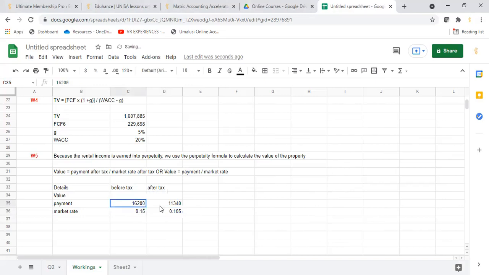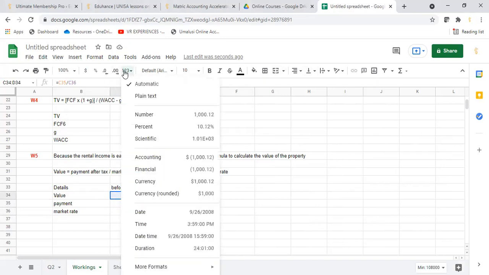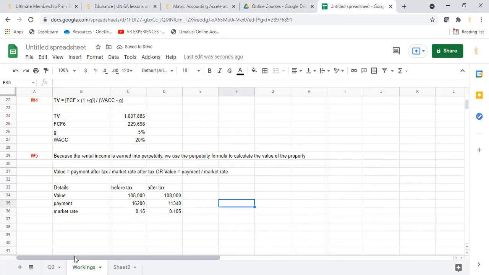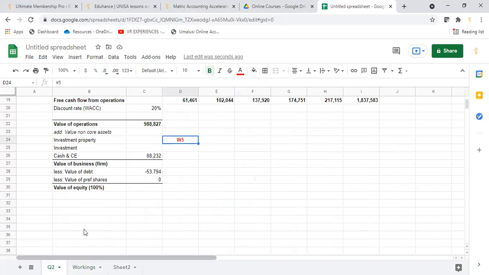Okay, so you can just have a look at our numbers. So we just say payment divided by that. Should give us the same answer. So it doesn't matter which one, okay? I just wanted to show you they can do it both ways. And that is only for perpetuity.